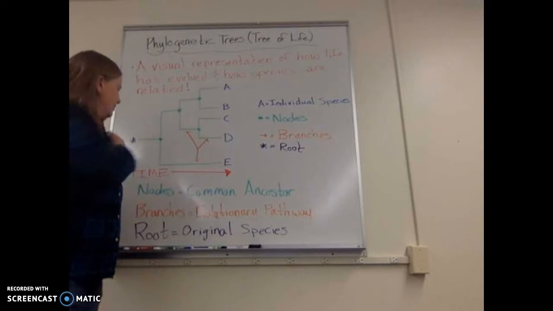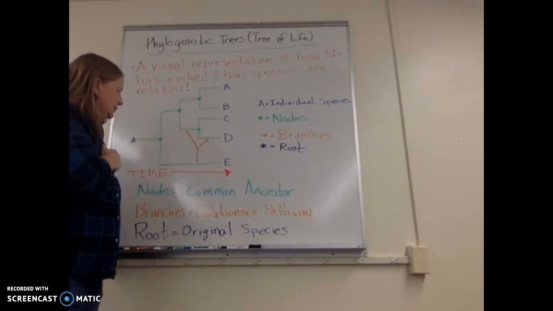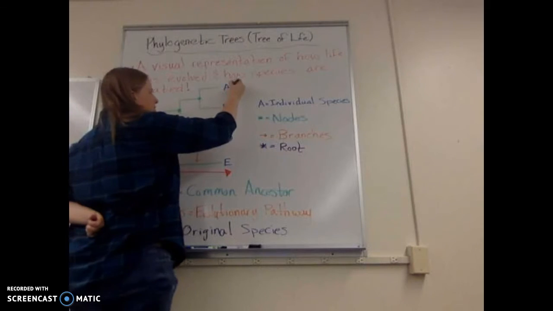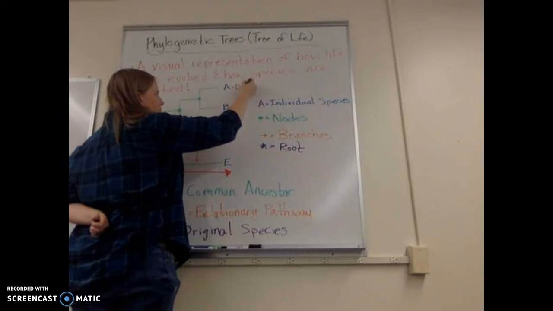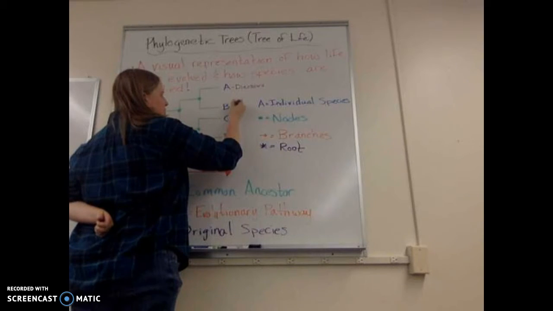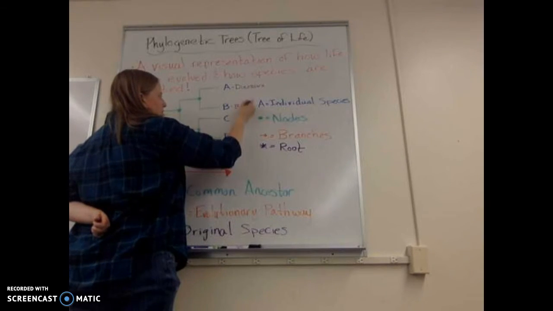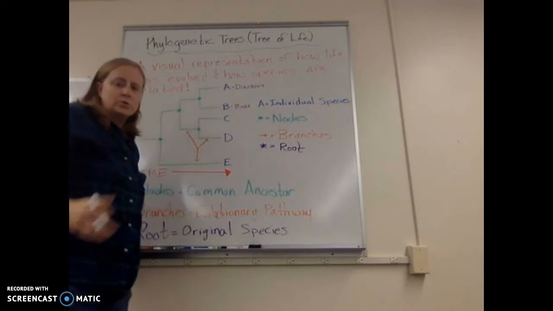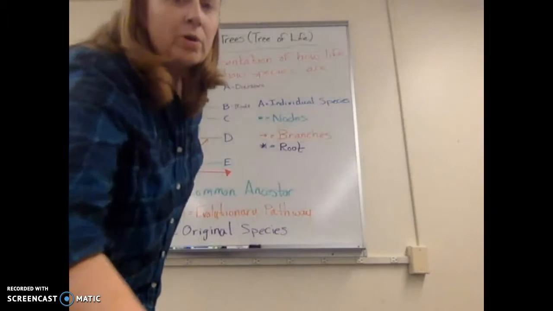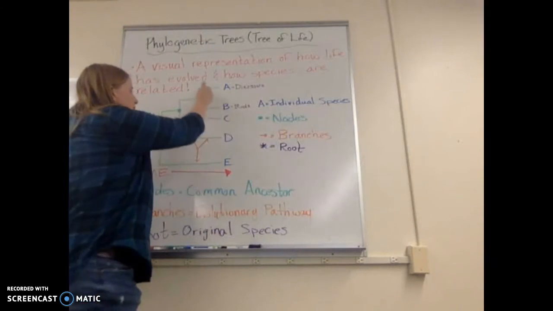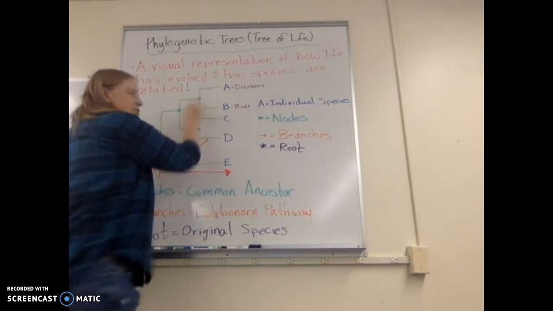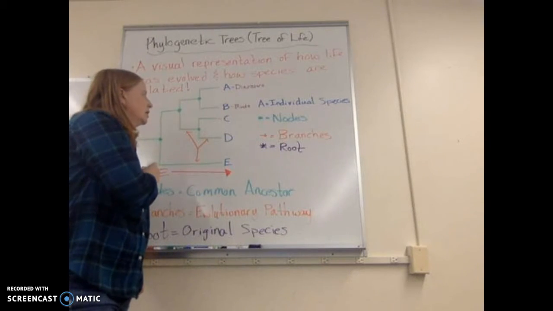So let's talk about an example. These two are fairly closely related. So let's say that A represents dinosaurs and B represents birds. Birds and dinosaurs are actually fairly closely related. So they diverged. Birds and dinosaurs came from the same common ancestor, the same original species.